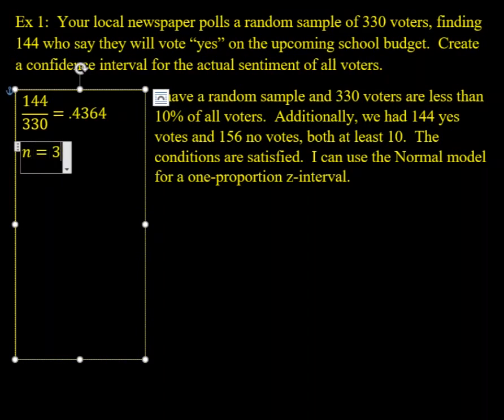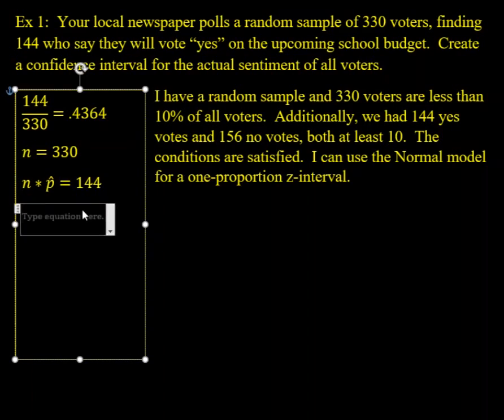So the sample size is 330. We would expect 144 successes. That was actually given already, but I like showing us how we calculate that. N times p hat. And then N times q hat. This is the amount of failures we'd expect. This is what we did for checking our conditions. It would equal 156.